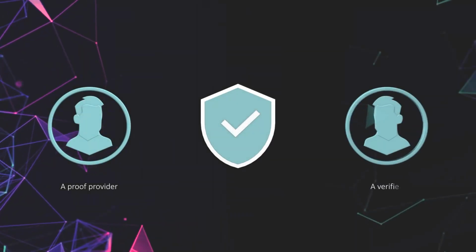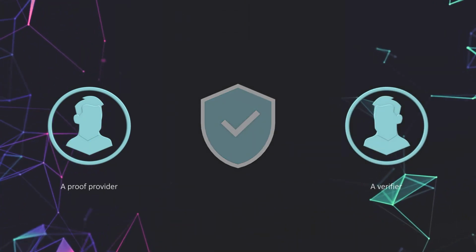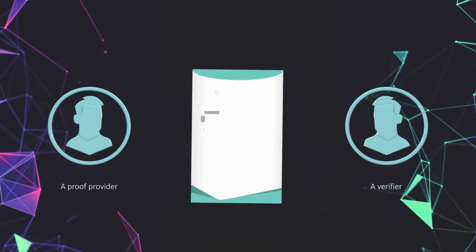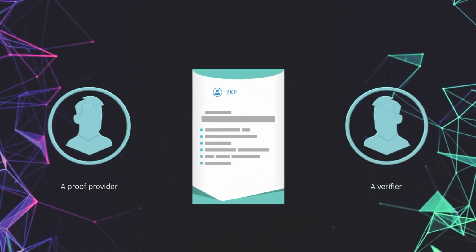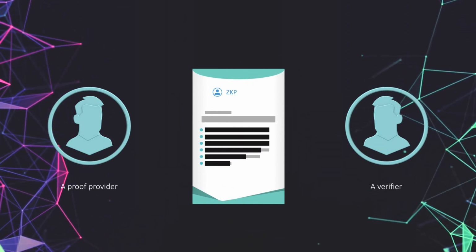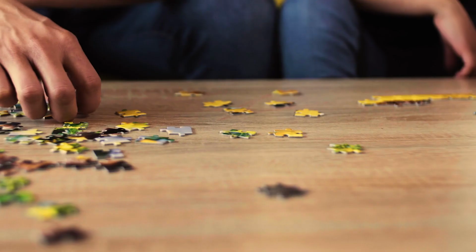Zero-knowledge proofs are protocols in cryptography that tell you that something is true without giving out any other secret information than what you want to prove. This concept is best illustrated through a couple of simple analogies.